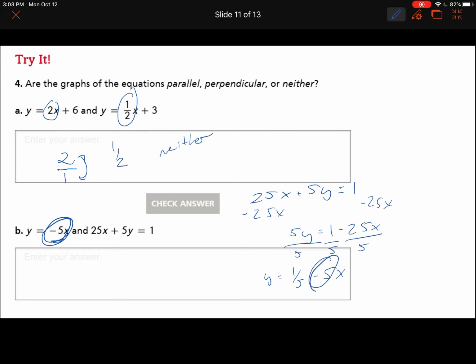So you can see our slope here was negative 5. Our slope here is negative 5. So we have parallel lines. One of them happens to start at 1/5. One of them happens to start at 0. But they are parallel.